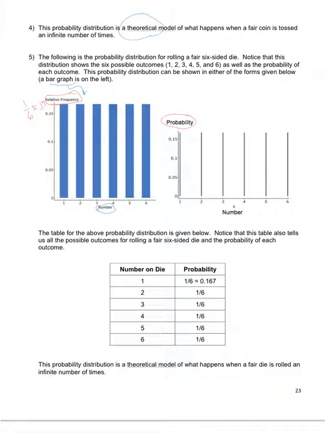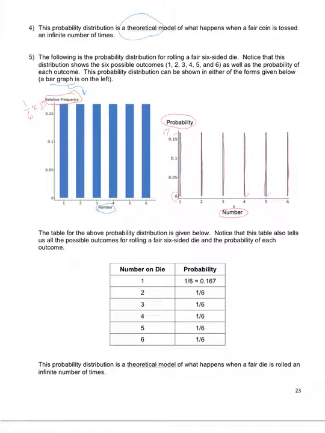So notice the scale is the same. It goes from 0 to 0.17, just like the one on the bar graph on the left. And the horizontal axis, same thing. We've labeled it with numbers, so the number of the roll. But instead of using bars, we're just using line segments. So it's the height of the line segment that tells us the probability of each of these outcomes.